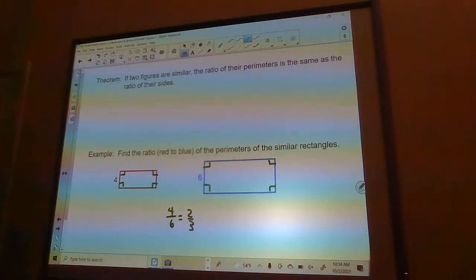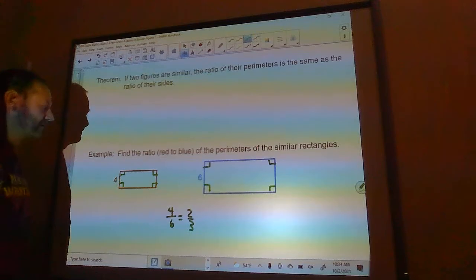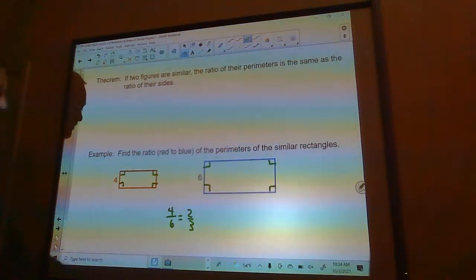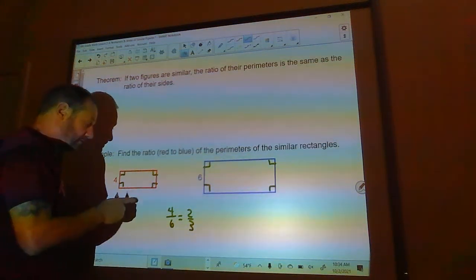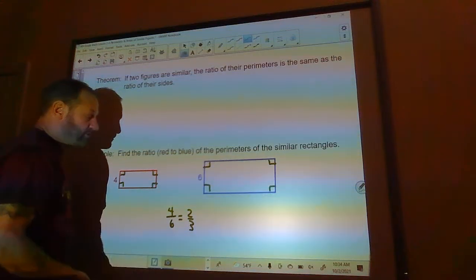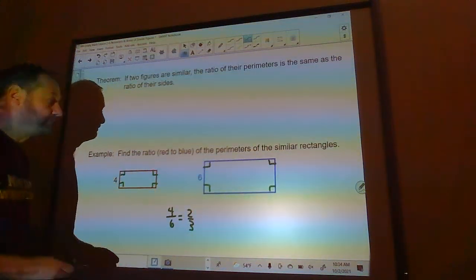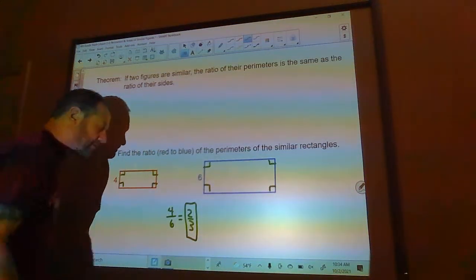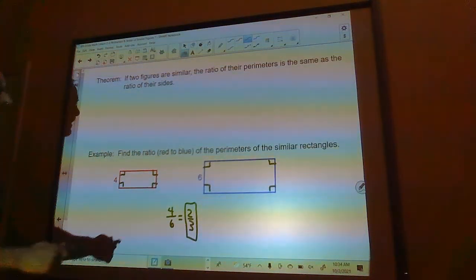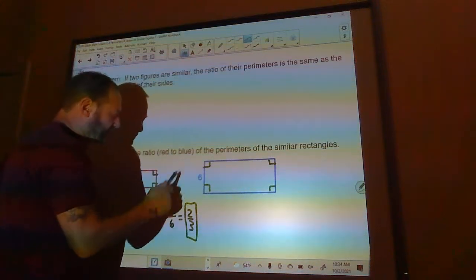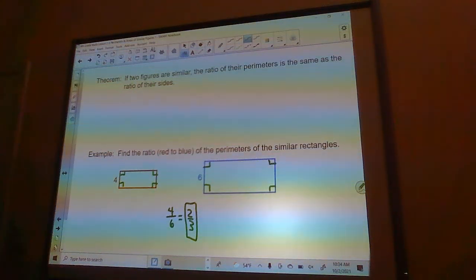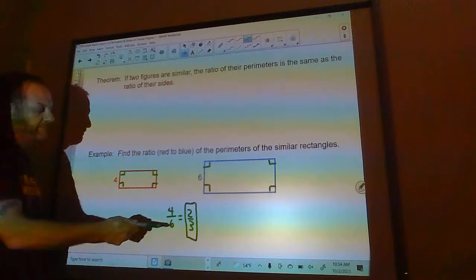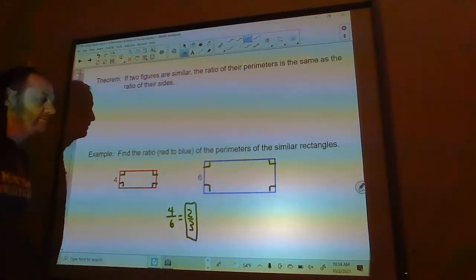Okay. And so the perimeter of the red one is going to be 2/3 the perimeter of the blue one. So there's the ratio of the perimeters. And it says red to blue, so red goes on top and blue goes on the bottom. If it said blue to red, we would flip this over and it would be 3 to 2.